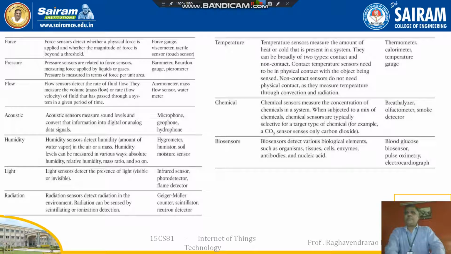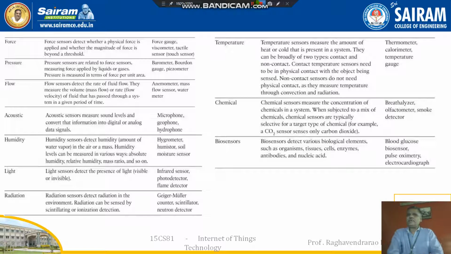Next is a chemical sensor. Chemical sensors measure the concentration of chemicals in the system. When subject to a mix of chemicals, chemical sensors typically select for a target type of chemical. For example, a CO2 sensor measures how much carbon dioxide there is, only the carbon dioxide. Examples are breathalyzer, olfactometer, smoke detector.